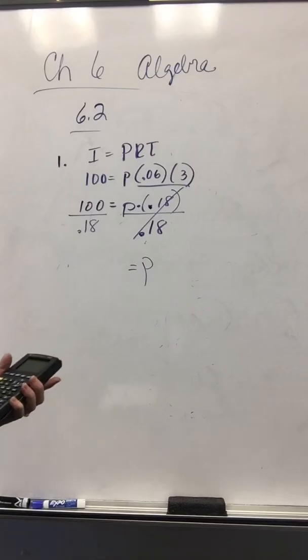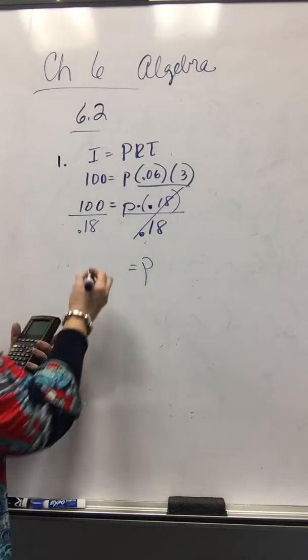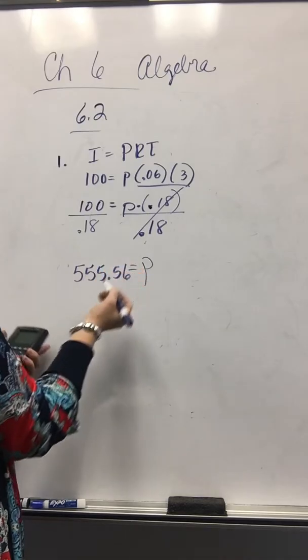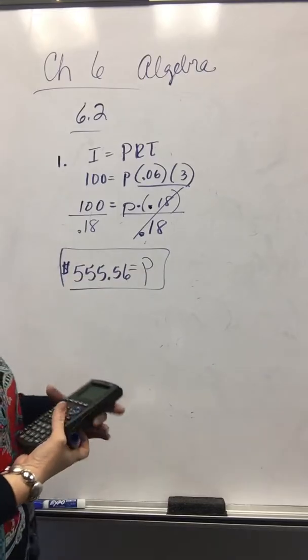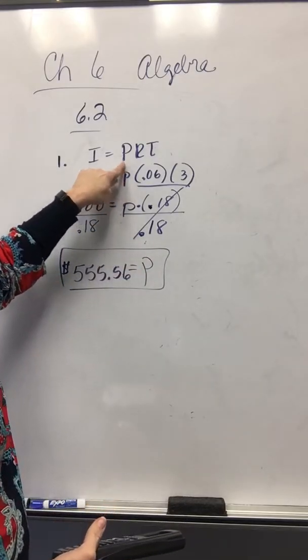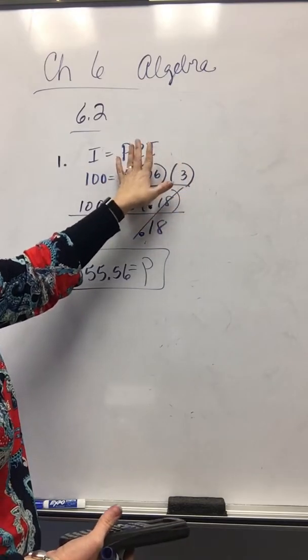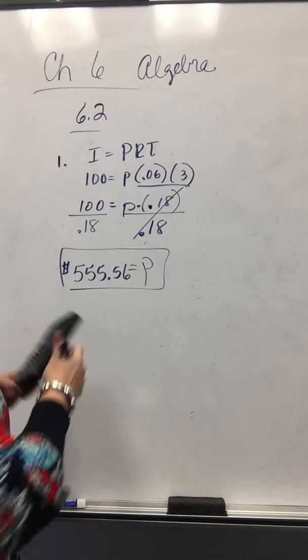And so 100 divided by 0.18 is what we need to do, which comes out to be $555.55 repeating. I'm going to round that to the nearest penny, $555.56. You could check it by plugging that principal back in times 0.06 times 3. If we multiply those 3 things together, is it 100?